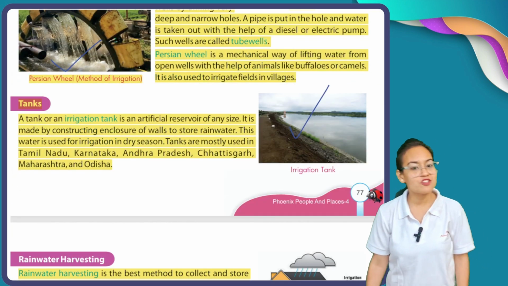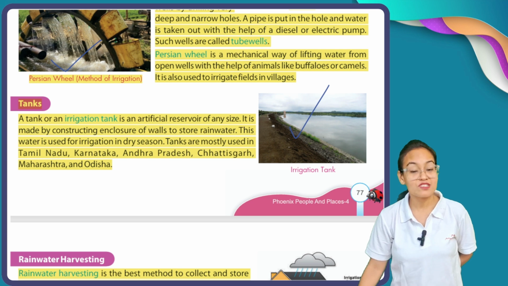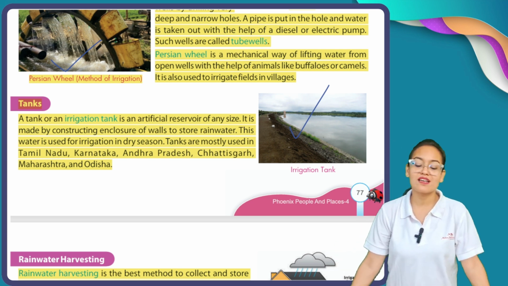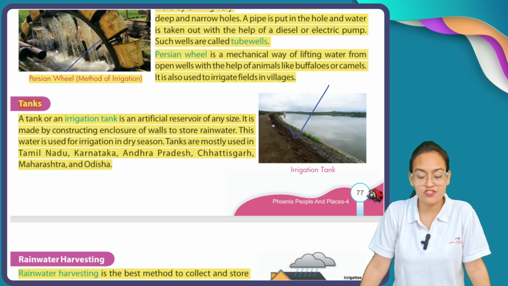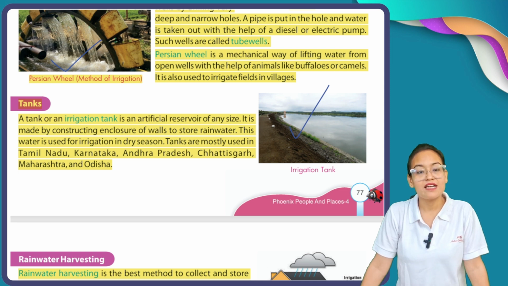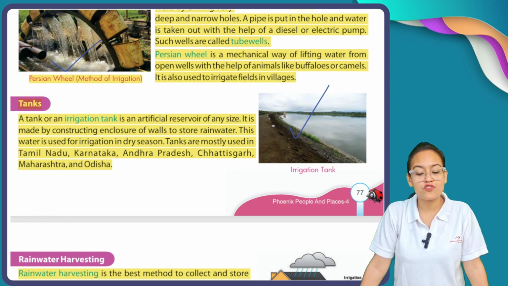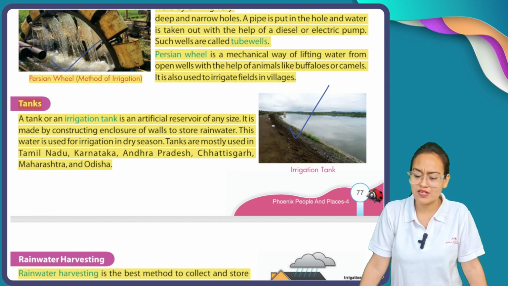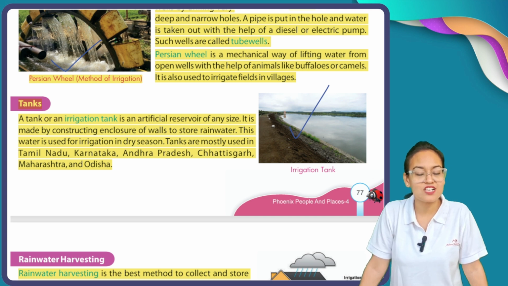Now, after wells and tube wells, here comes the turn of tanks. What is the meaning of tanks? Let's have a look. A tank or an irrigational tank is an artificial reservoir of any size. It is made by constructing an enclosure of walls to store rainwater. This water is used for irrigation in the dry season. Tanks are mostly used in Tamil Nadu, Karnataka, Andhra Pradesh, Chhattisgarh, Maharashtra and Odisha.